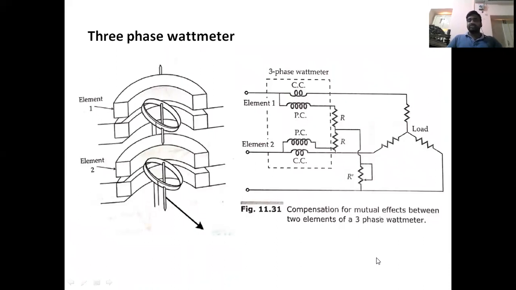In the next class we will discuss power factor meters: an introduction to power factor, various power factor meter calculations, and their individual construction. Thank you.